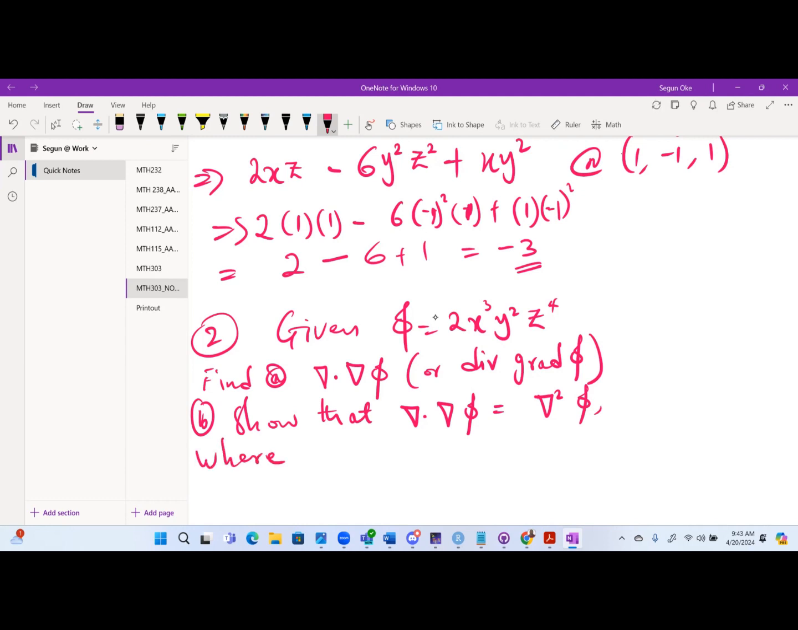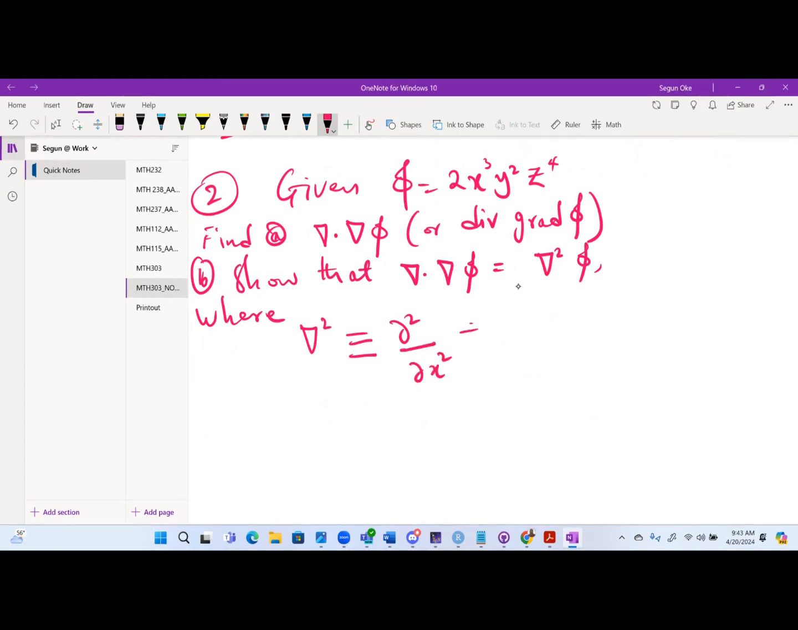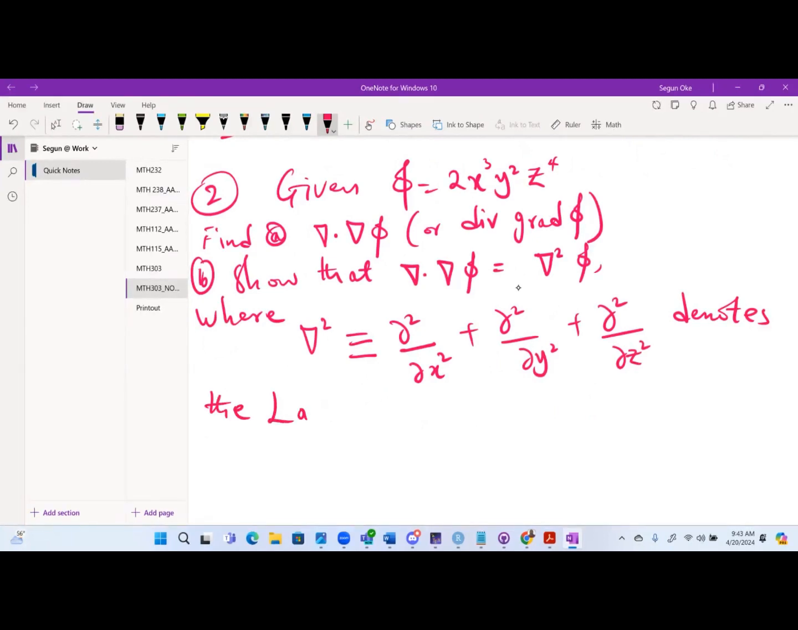Where del squared is equivalent to d squared/dx squared plus d squared/dy squared plus d squared/dz squared. I gave you this definition initially. It denotes the Laplacian, the word Laplace, Laplacian operator.